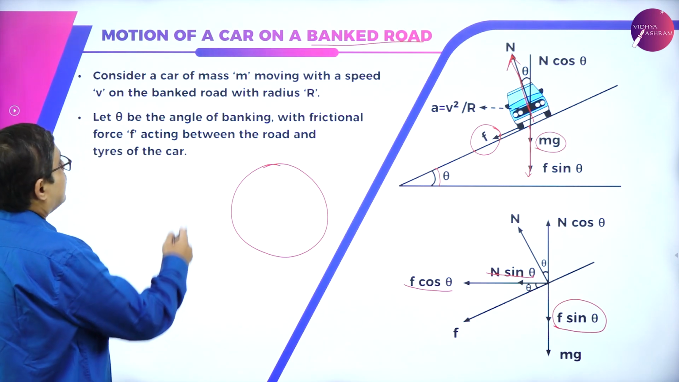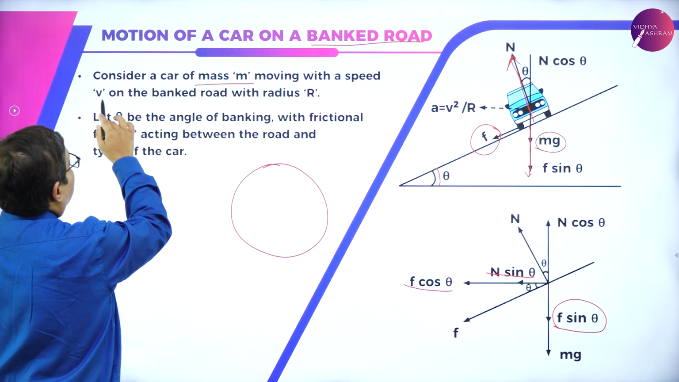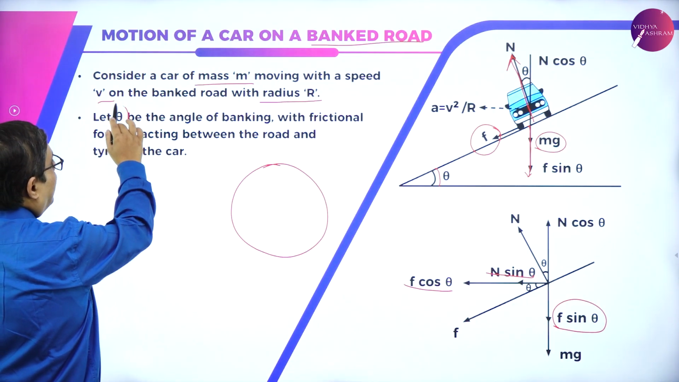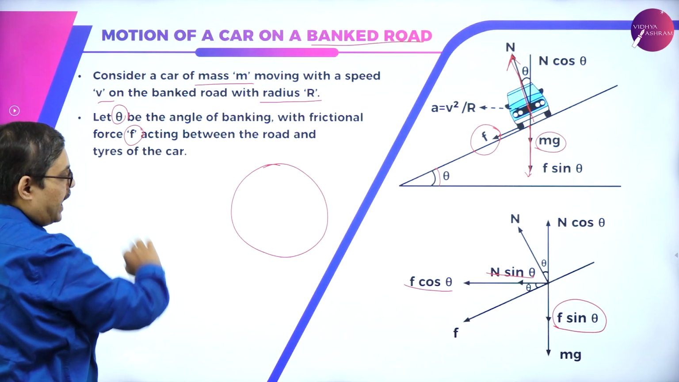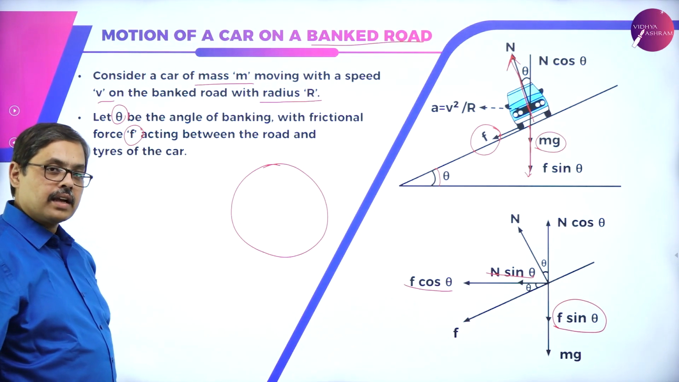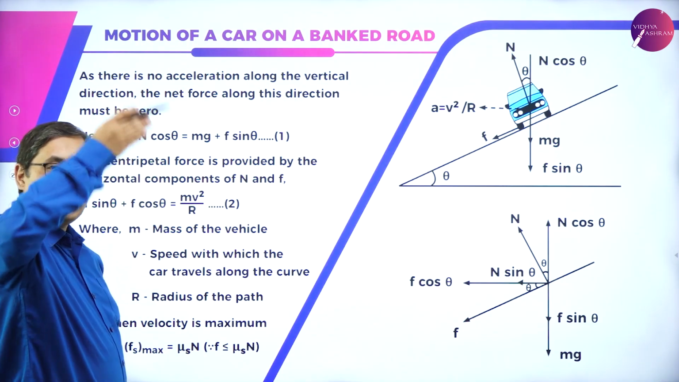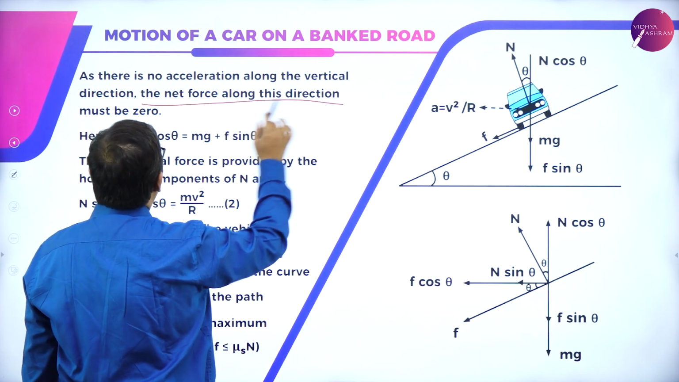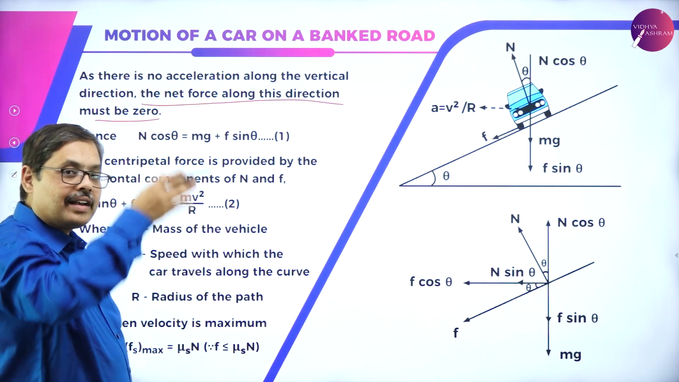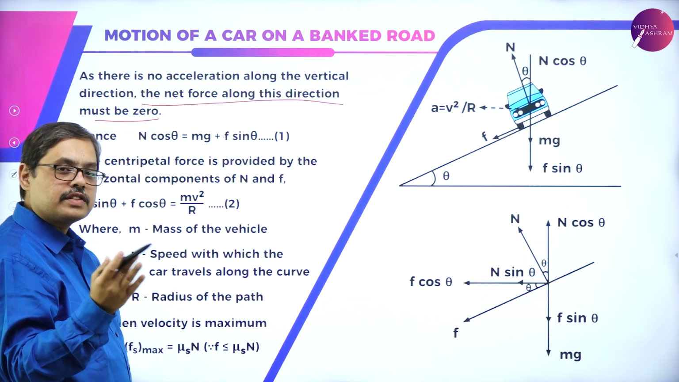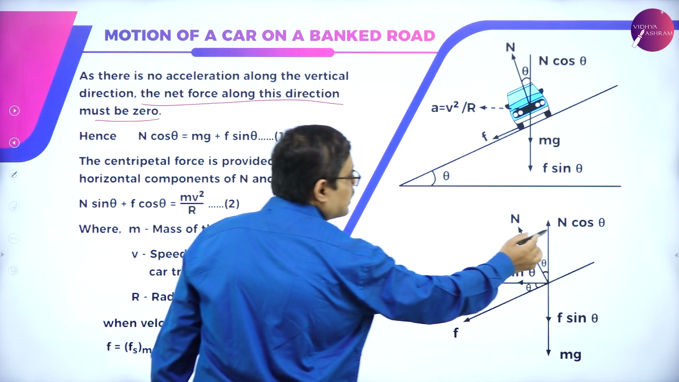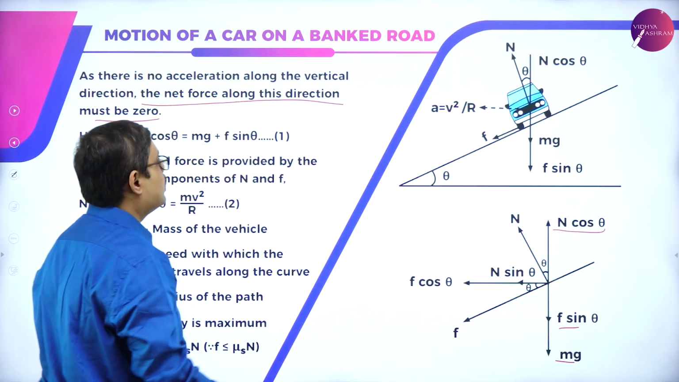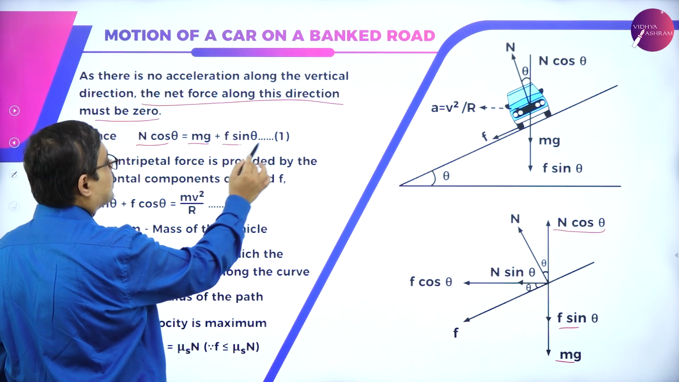Let us have a look. Consider a car of mass m moving with a speed or velocity v on a banked road with radius r. Let theta be the angle of banking with frictional force F acting between the road and the tire of the car. As there is no acceleration in the vertical direction, the net force along this direction must be 0. So in the vertical direction, the forces can be equated. Please check, there is n cos theta towards the upward side, F sin theta and mg towards the downward side. So n cos theta is equal to mg plus F sin theta.